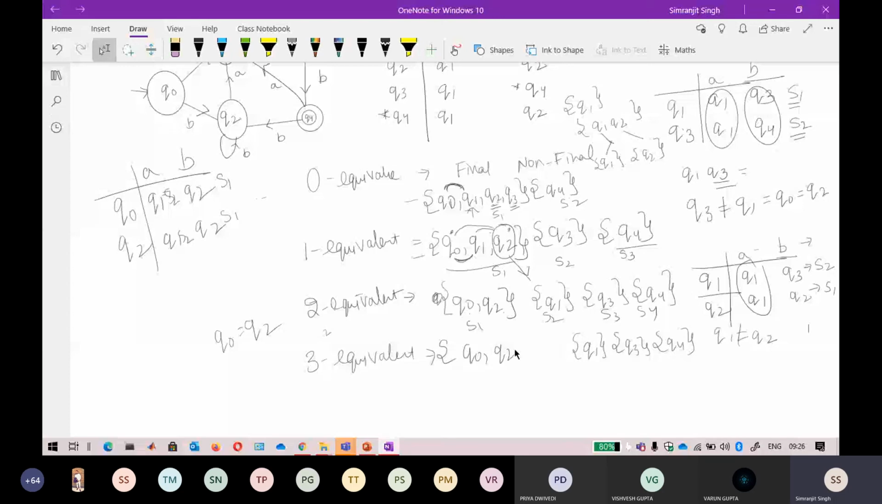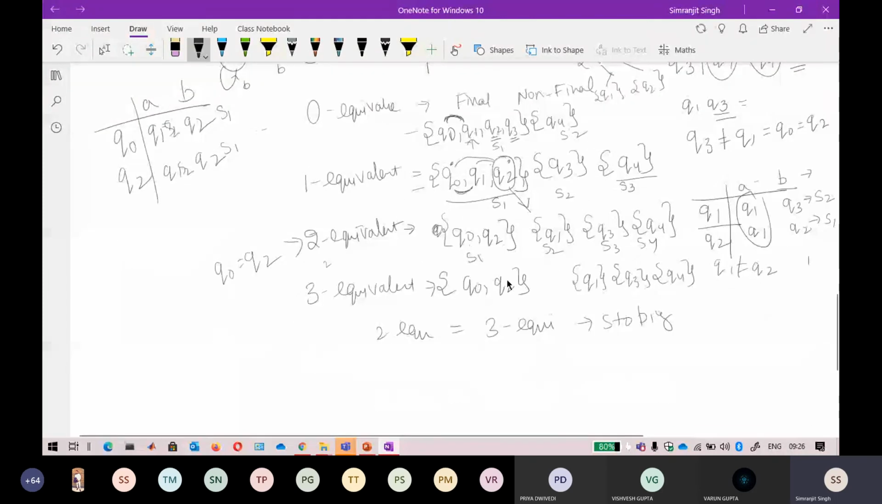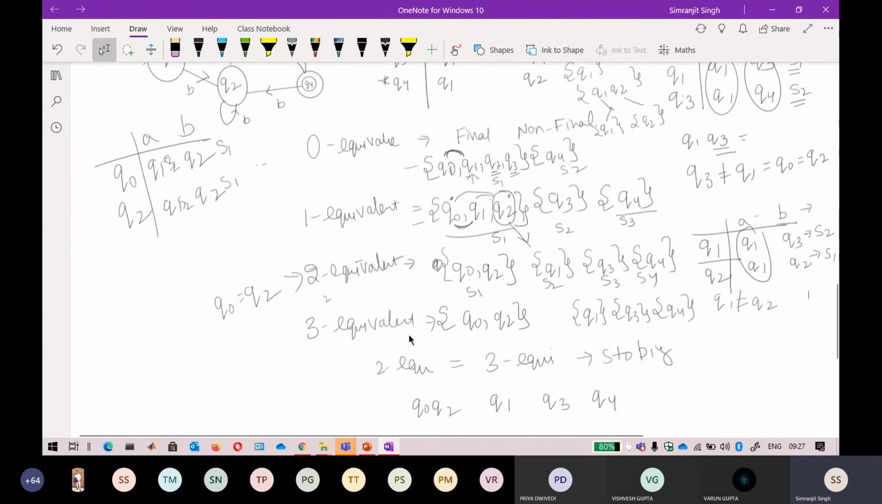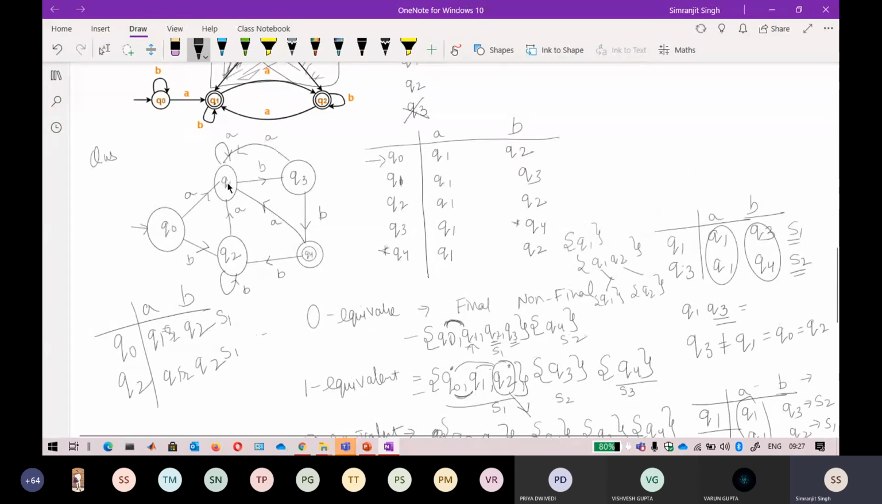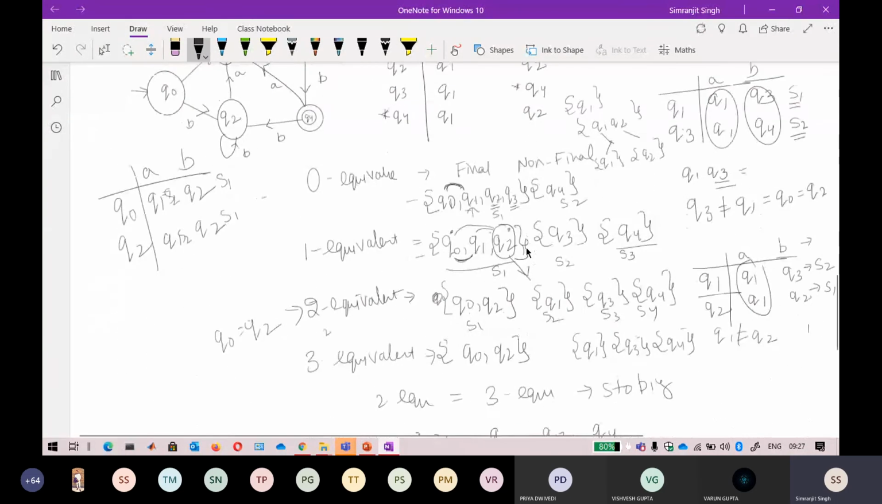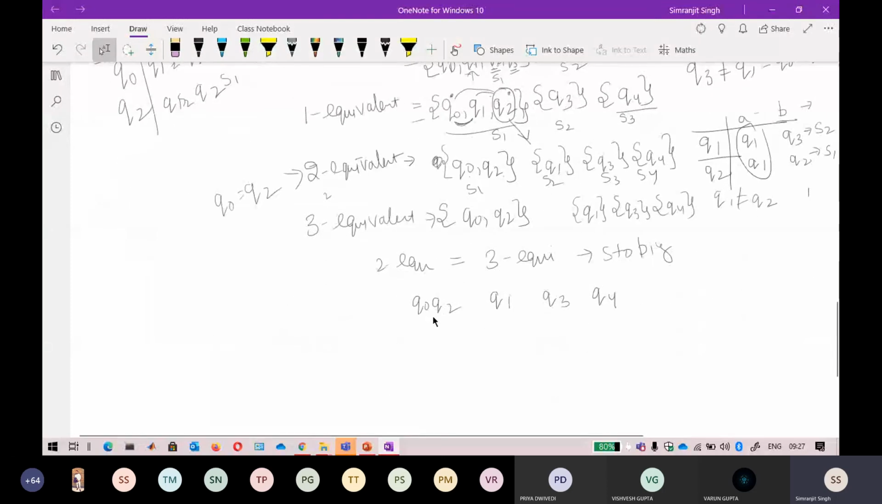Okay. So now the two equivalent state is equal to the three equivalent state. It means that this is our stopping point. I have to stop it. Okay. So now the resulting states are Q0, Q2, Q1, Q3 and Q4. So I have started with what number of states? 1, 2, 3, 4, 5. Now I am ending with which number of states? 1, 2, 3, 4. Okay, so now keep looking here.